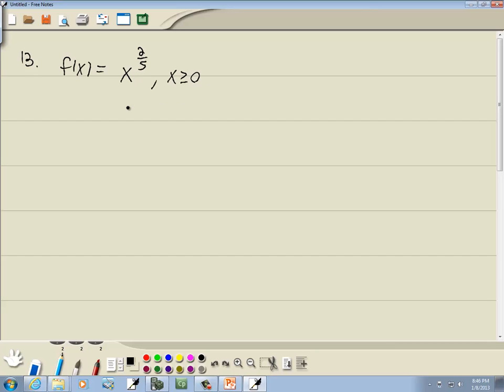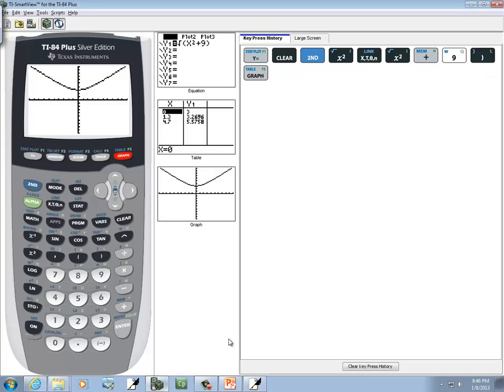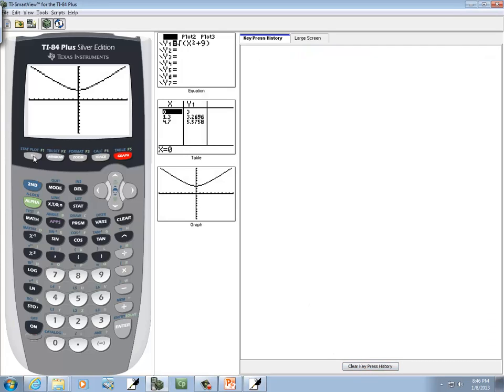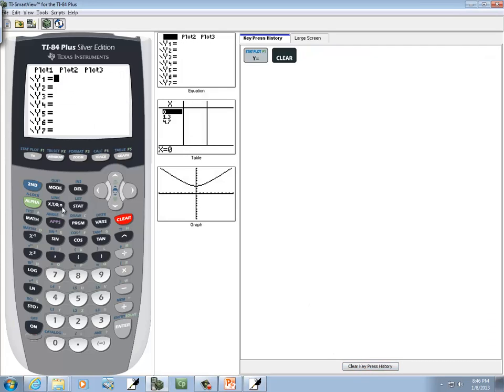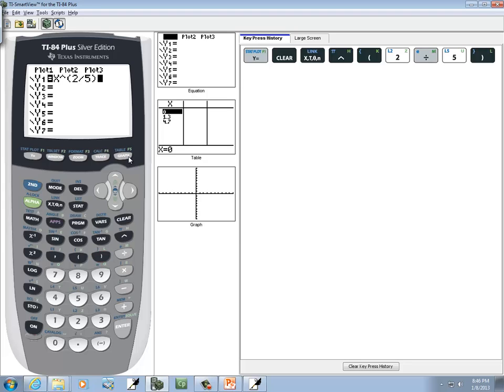The key: if you've got more than a single number or a single variable in your exponent, you have to put parentheses around it. So when you plug this into our calculator, we're going to want to put parentheses around the exponent like that. So we've got y equals, clear, I'll do my x key, caret, beginning parentheses, 2/5, so 2 divided by 5, closing parentheses, and then graph.